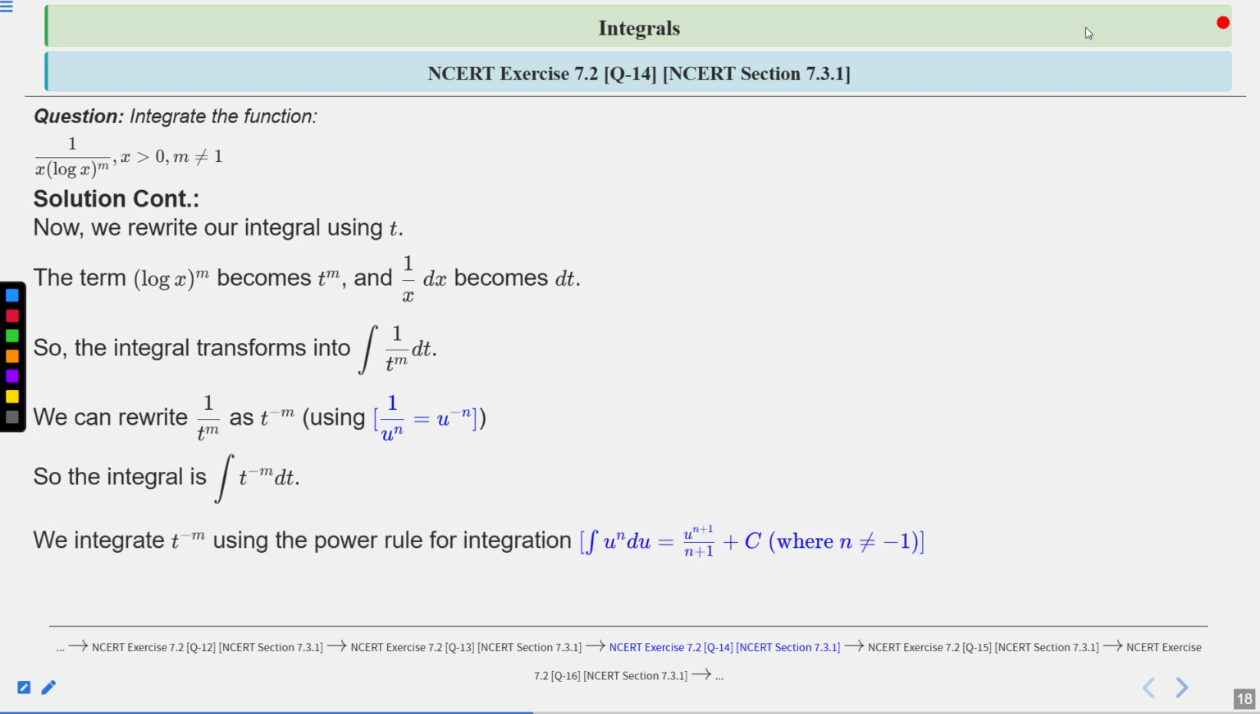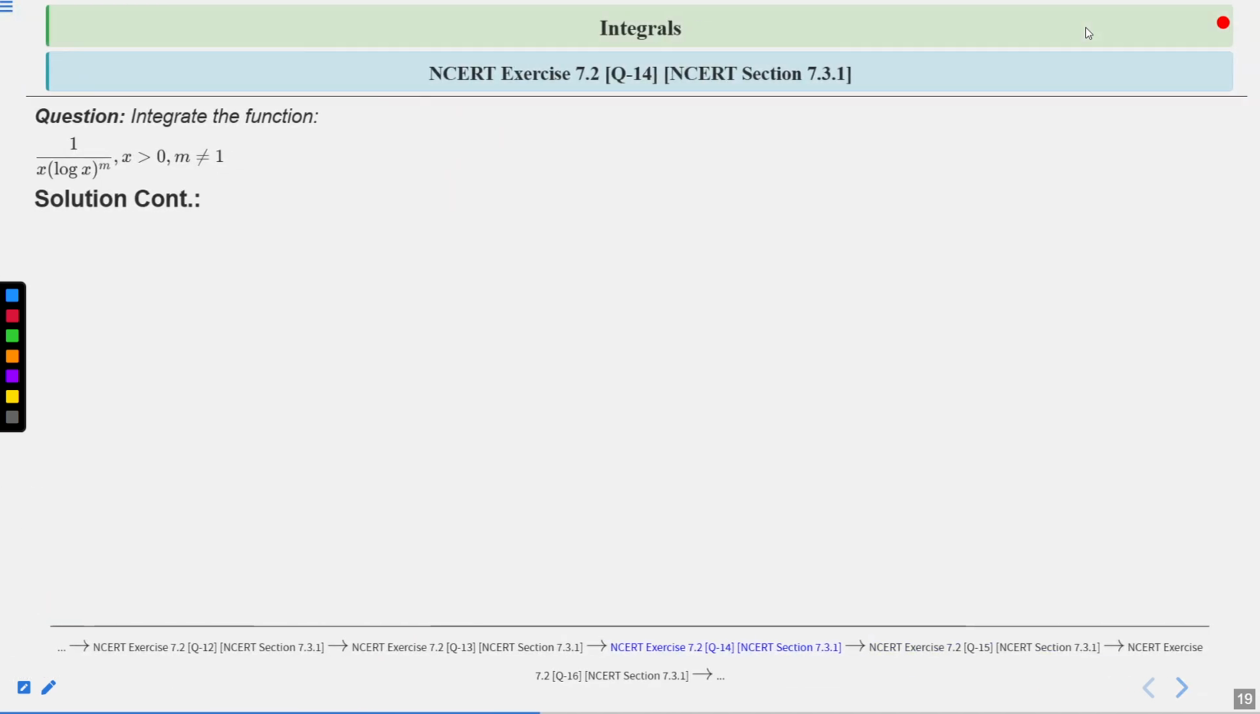We integrate t to the power minus m using the power rule of integration, which is basically integration of u to the power n du is equal to u to the power n plus 1 upon n plus 1 plus c, where n is not equal to minus 1. Which gives us t to the power minus m plus 1 upon minus m plus 1 plus c.